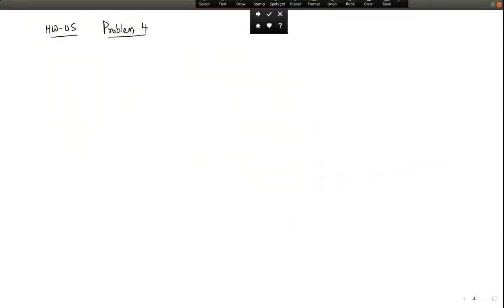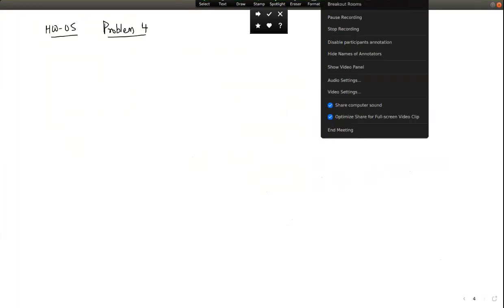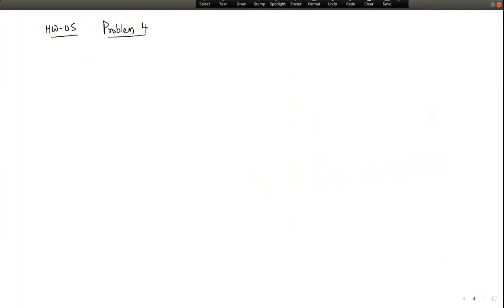This is problem 4 in homework 5. It talks about a student who is skateboarding down a ramp. So the ramp is effectively this shape, and the angle theta is given to be 15 degrees. Let's represent the student's mass as a block. So that's your mass M.